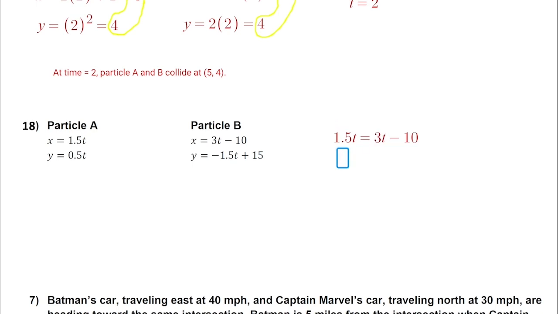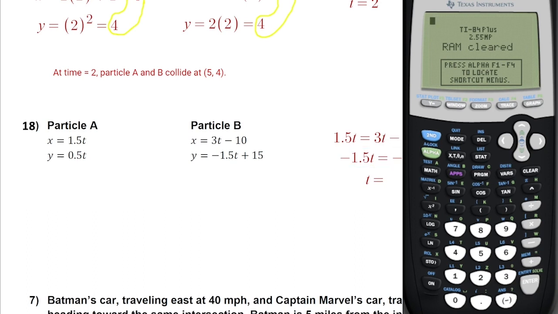So that would be negative 1.5t equals negative 10, and then divide both sides by negative 1.5. Oh gosh, I'm gonna have to pull up the calculator on that one. Let's see what we get here. Not entirely sure. Haven't used the calculator a ton, but I'm gonna go ahead and do that here.